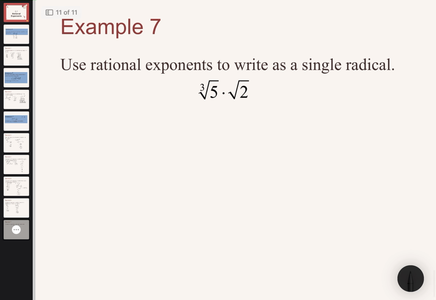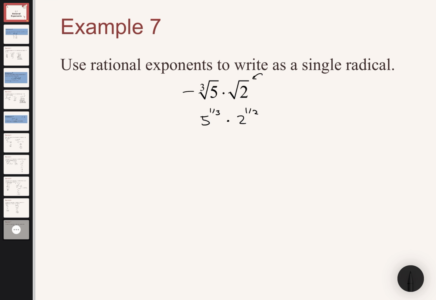Example 7. I would like to write this as a single radical. When I'm multiplying, I can't multiply two completely different roots together. So here I have a cube root and I have a square root. I can't just multiply the numbers under there. I need them to match in some way, shape, or form. So I'm going to start by just rewriting these as fractional exponents. 5 to the 1/3 times 2 to the 1/2.